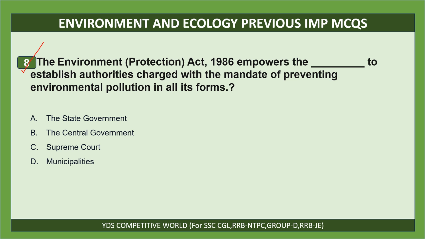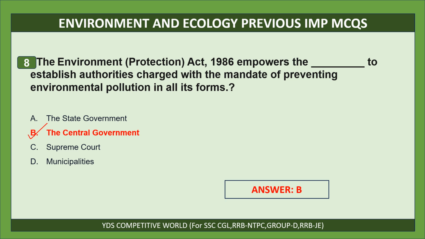Eighth question. The Environment Protection Act 1986 empowers the dash to establish authorities charged with the mandate of preventing environmental pollution in all its forms. Option A, the state government. Option B, the central government. Option C, Supreme Court. Option D, municipalities. Option B, the central government is the correct answer.